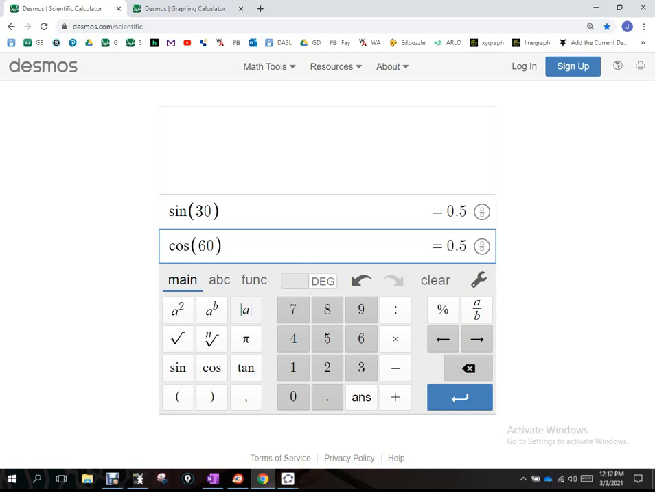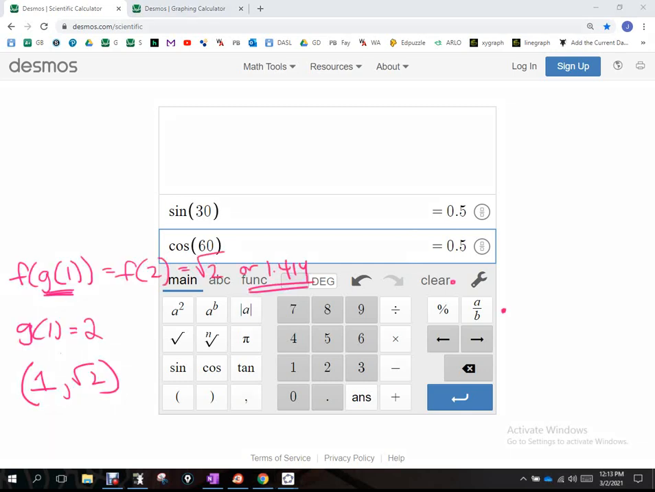Okay. What I want us to realize is that the sine of 30 does not equal the cosine of 30. The sine of 60 does not equal the cosine of 60. However, the sine of an angle always equals the cosine of the complement angle. Okay? So in practice, it looks like this.